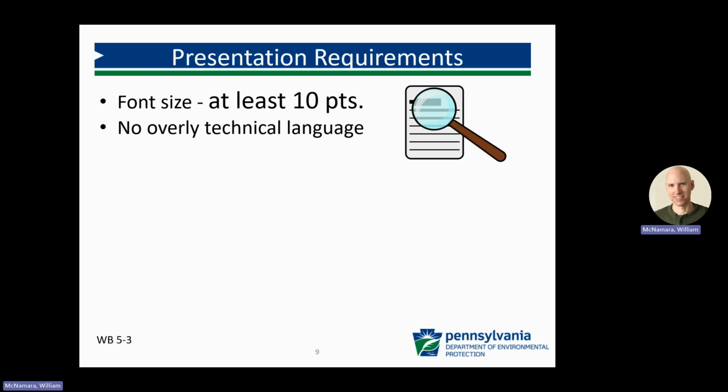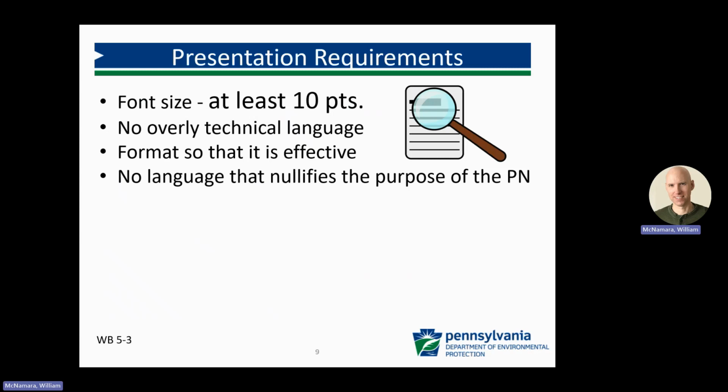So the notice must use a font that is sized 10 points or larger. We don't want the text to be too small, so it's illegible or overlooked. The notice must be written in basic, easy to understand language that is not overly technical, so it can be understood by the average customer. Next, it must also be formatted in a manner that makes it effective as a notice. So just not getting too crazy with the layout so that it's difficult to read or anything.